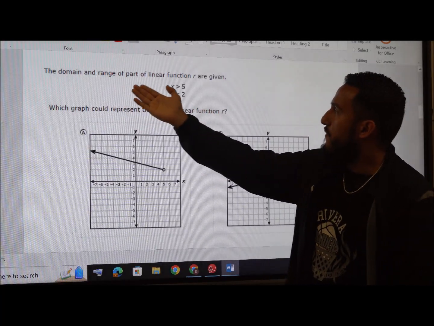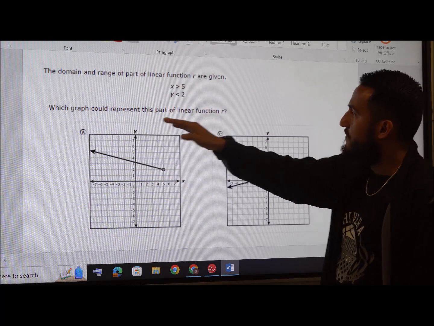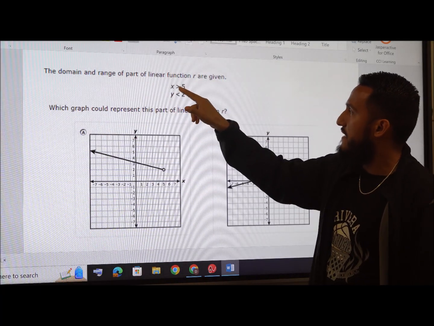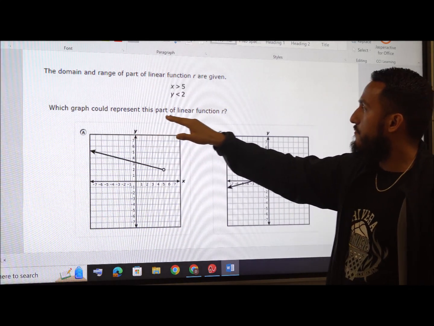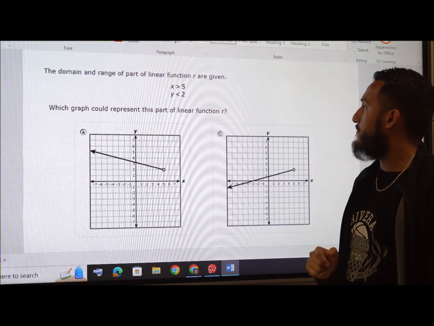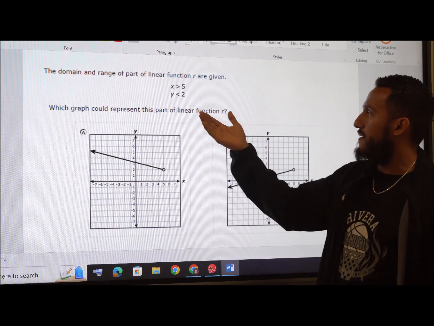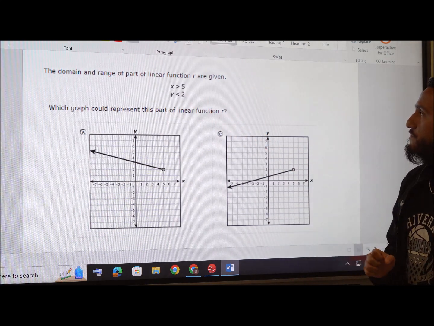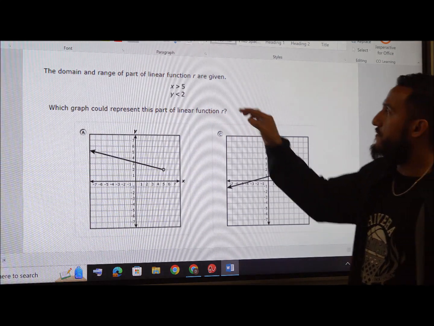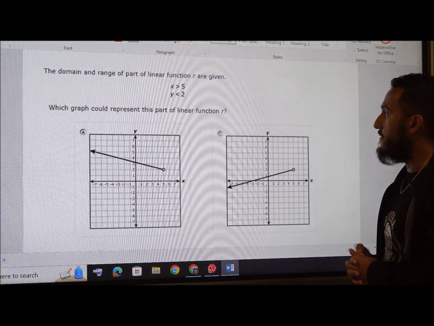So the domain and the range of part of a linear function R are given. Here it says that x is greater than 5, y is less than 2. Which graph could represent this part of linear function R? So which one of these functions could represent a part of linear function R? So let's go ahead and take a look at the rules. These are the rules that they're giving you to represent this part of the function R.